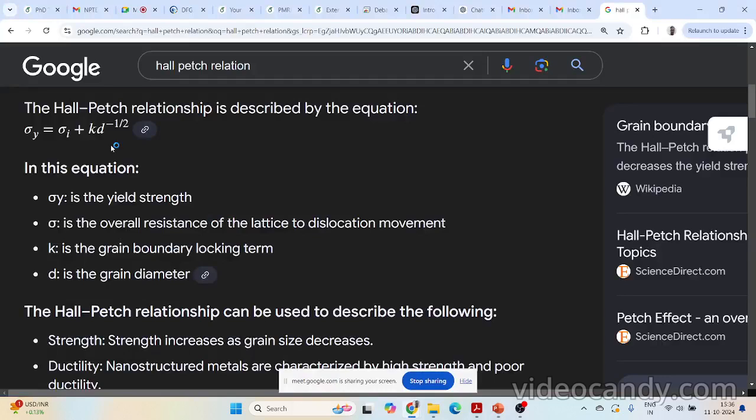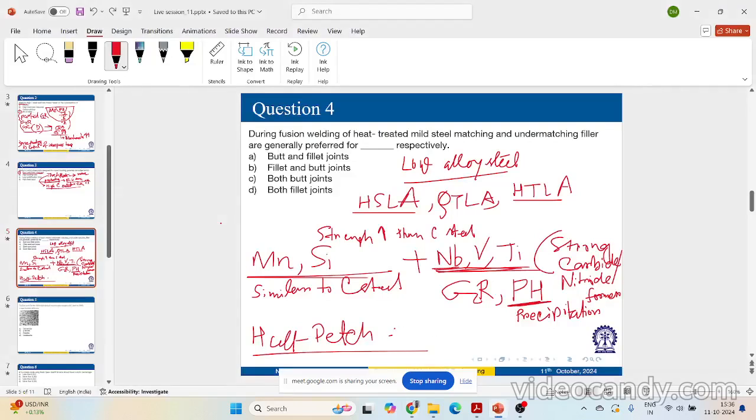So if you are reducing your grain diameter, more fine, more refinement in your grain structures, it will increase the yield strength of your metal, right? So that's what I was talking about, Hall-Petch relation. Should I write it down? Sigma y equal to sigma naught plus k d to the power minus half, right? So just remember this Hall-Petch relation.